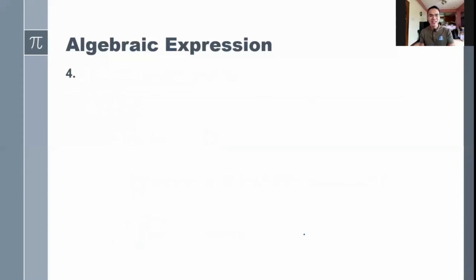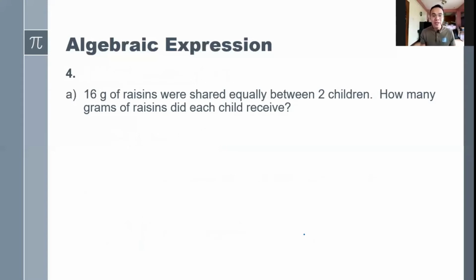Next, number 4, and this is the last example under algebraic expression. Number 4, letter A, 16 grams of raisins were shared equally between 2 children. How many grams of raisins did each child receive?